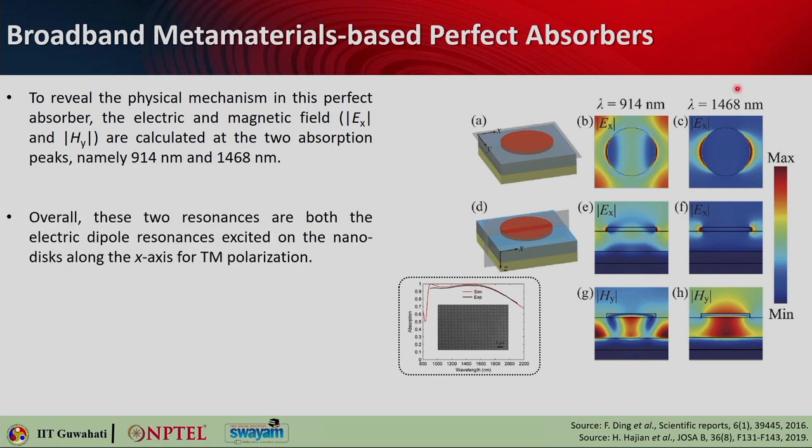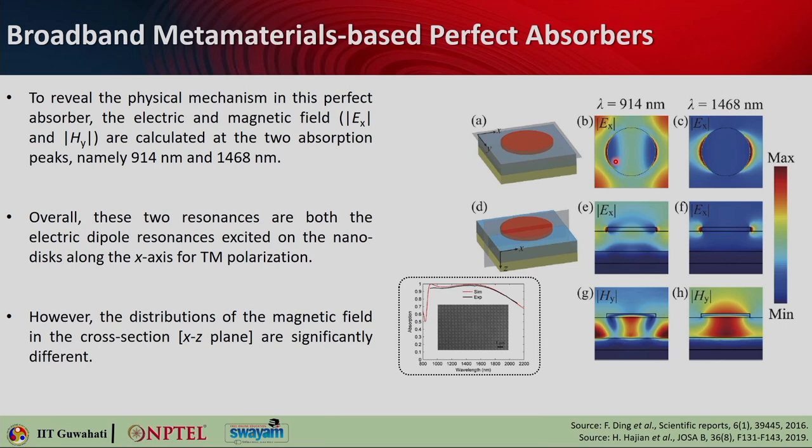And if you look into the electric field distribution, these two resonances both look like electric dipole resonances on the nanodisks when you are considering the TM polarization. However, the magnetic field distribution that you see here is pretty different in these two cases.